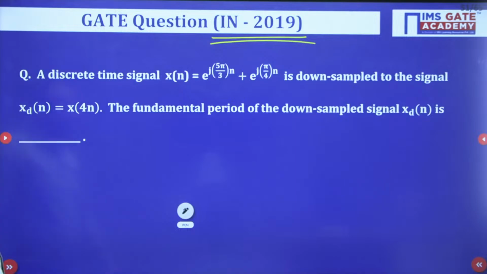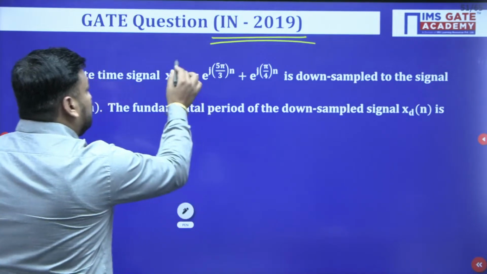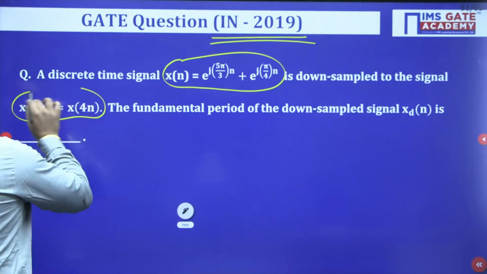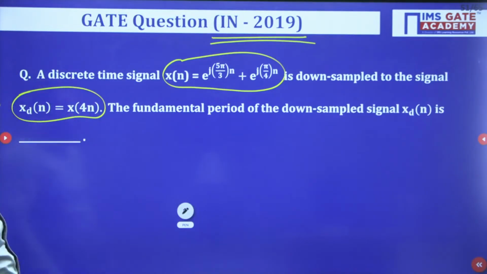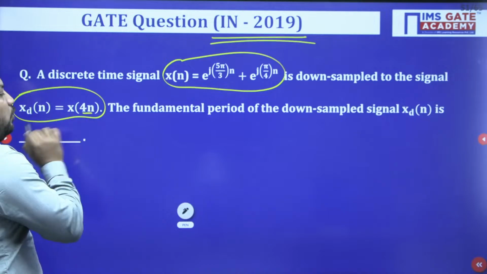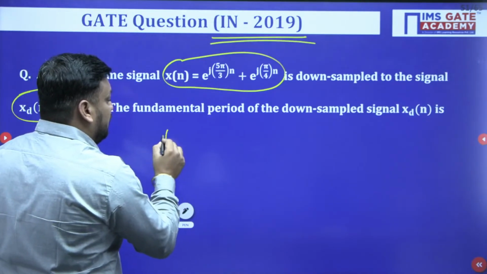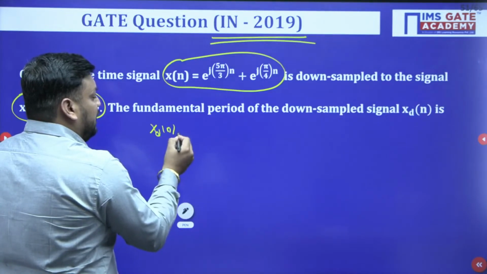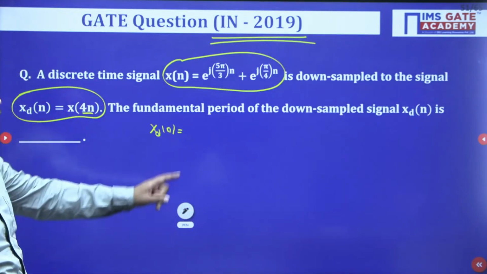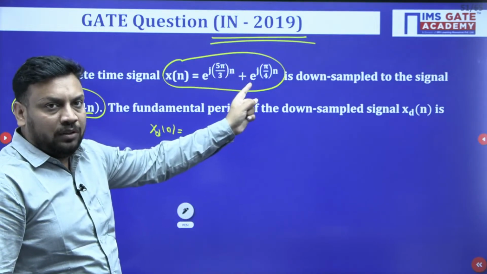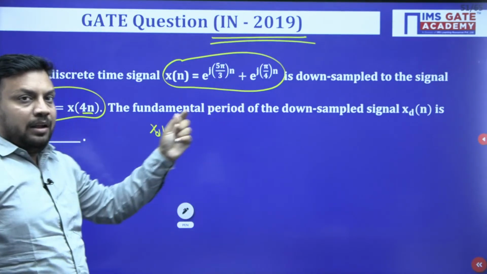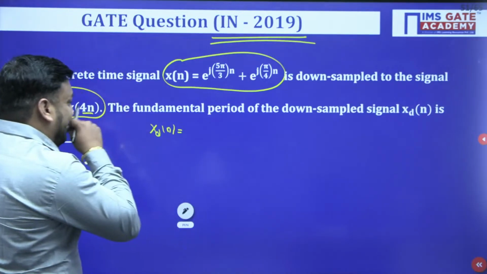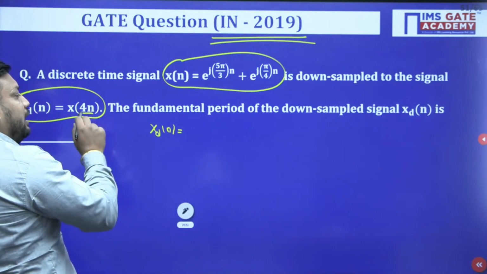Shabash. So children, here x of n is given to you. The examiner is asking for the fundamental time period for x of 4n, where n is replaced by 4n. I have two options to solve this: I can find the fundamental time period for x of n and finally divide by 4, or I can directly write x of 4n by putting 4n wherever n is there.